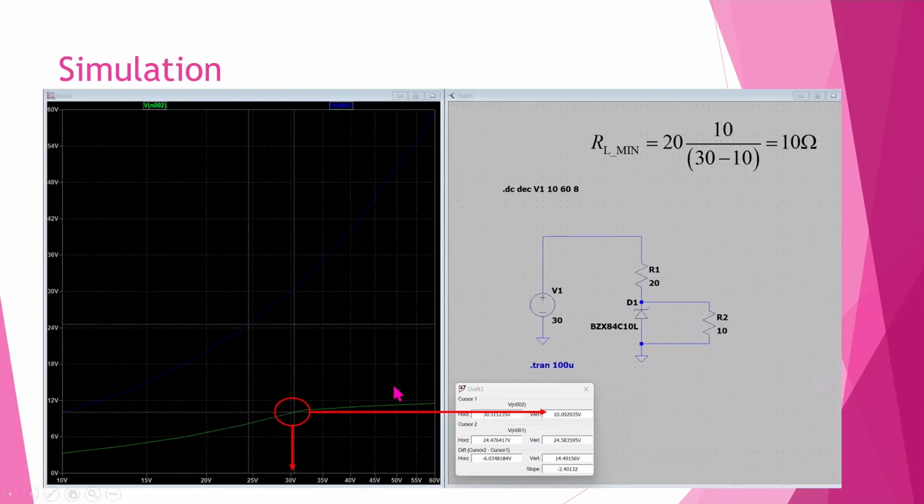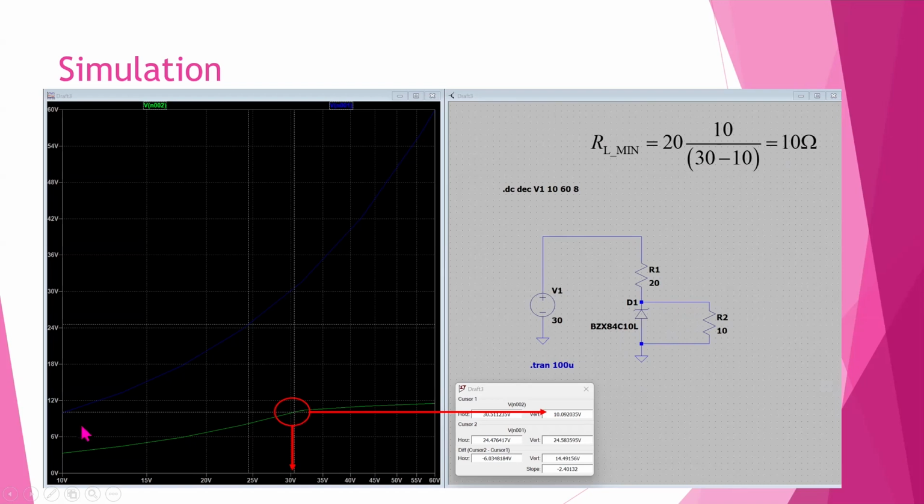Here is the simulation result and the related schematic. So I have used that minimum RL value. Here is the minimum RL value. So here is the source voltage, which is 30 volt. This is the Rs, which is 20. The diode has 10 volt. 10 volt is the breakdown voltage of the Zener diode. After drawing this schematic, I have simulated it.